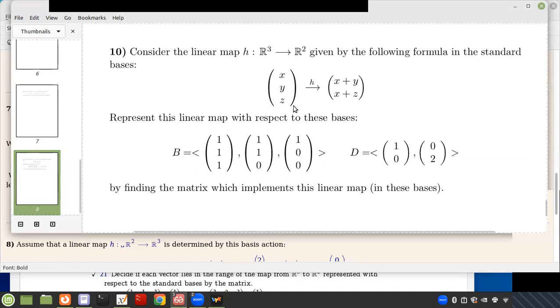Then 10. Here's one where you have R3 to R2, right? And you have an unusual domain basis and a codomain basis here, which aren't the standard ones. So you're going to look for the image of this one under this map, the image of this one under this map, the image of 1, 0, 0 under this map. What you get is going to be in the standard basis. So then you have to take each one of those and write them as a linear combination of these, and the coefficients in that expansion will be the matrix elements that you're looking for.